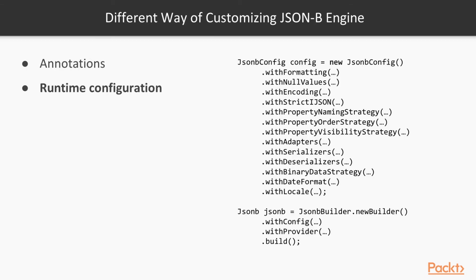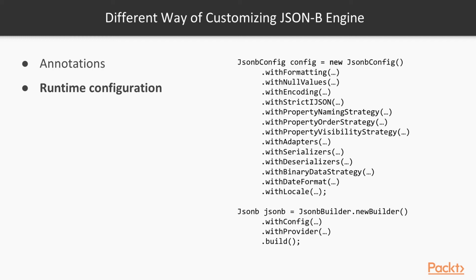The second way is runtime configuration. You create a customized JSON-B engine and provide your configuration at runtime. JsonbConfig is a class used to create your custom configuration in a builder-like way. Here are listed all the JsonbConfig class methods you can use. Some customizations can be applied only at compile time using annotations, some only at runtime using JsonbConfig, some both ways.